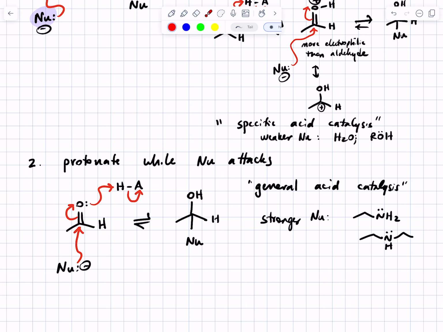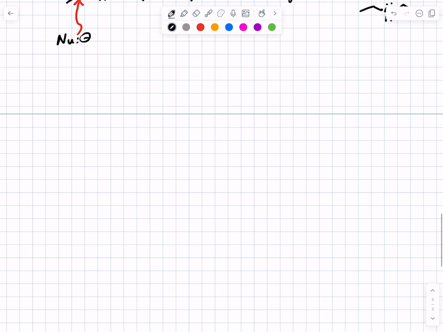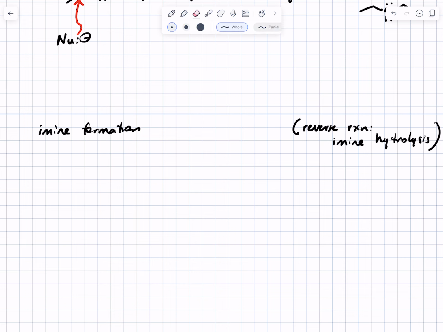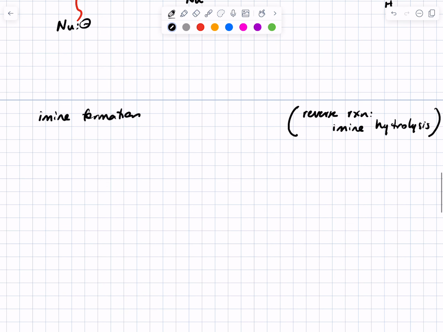So let's dive into the amines. The reaction we're going to do now is called imine formation, but I want you to keep in the back of your mind that the reverse reaction of imine formation is called imine hydrolysis, and we're going to learn that too. But it turns out they're just two sides of the same coin. So if you know one, you should be able to figure out the other.